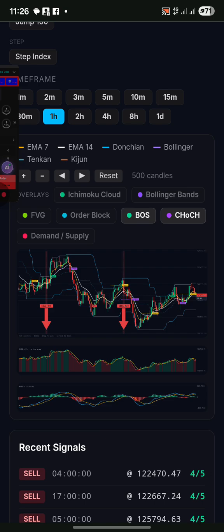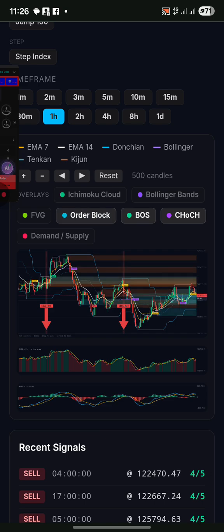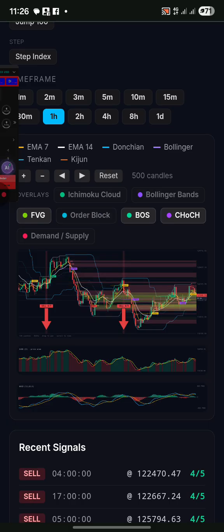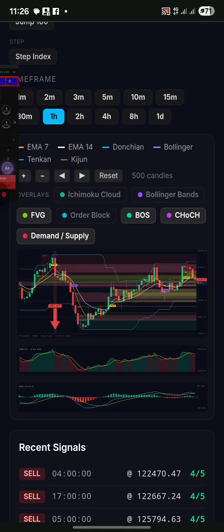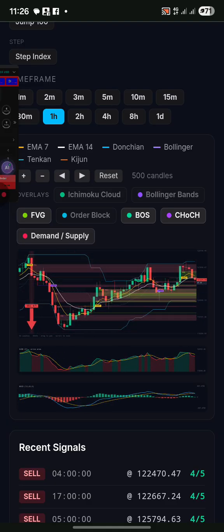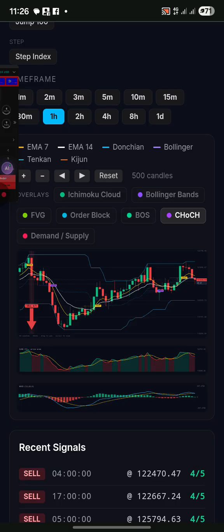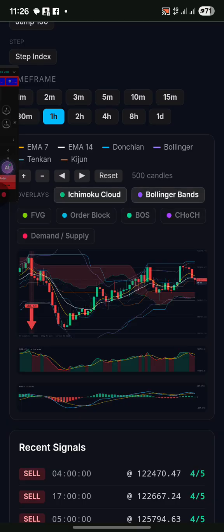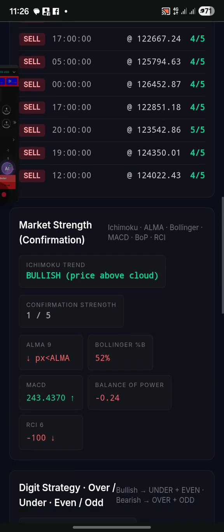Those are BOS. It is also giving you the order blocks and fair value gap. You can do that and see, for example, that it's a fair value gap. And demand and supply zones, it also draws those areas. So for me, I'm not here to do that. I'm here to do either over or under market, using the Ichimoku cloud and Bollinger Band.